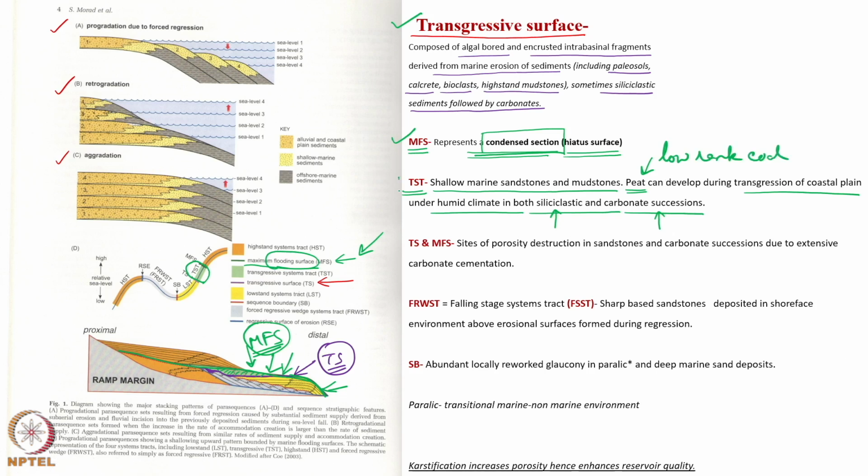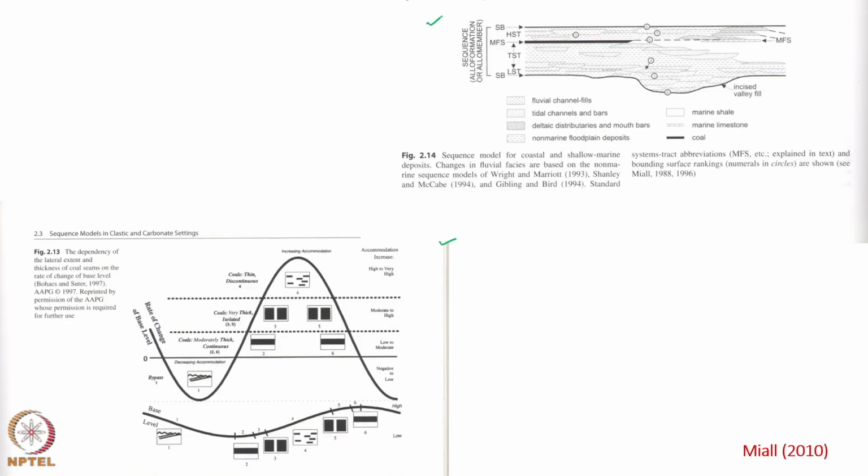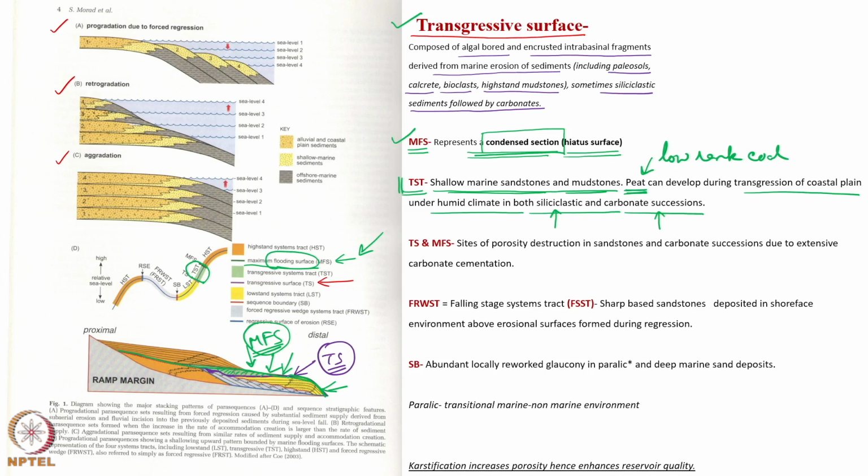So, in this way the TST can be identified that it is a shallow marine sandstone and it can be mudstone. There may or may not be peat developed along with it. In these diagrams, coal or peat formation is presented within the sequence stratigraphic framework. Here we are taking coastal and shallow marine deposits where LST, TST, MFS, HST, SB are presented, and in this case coal is found in contact with MFS. And we can see in this diagram that the TST is in contact with the MFS. In other words, one of the boundaries of TST is the MFS.